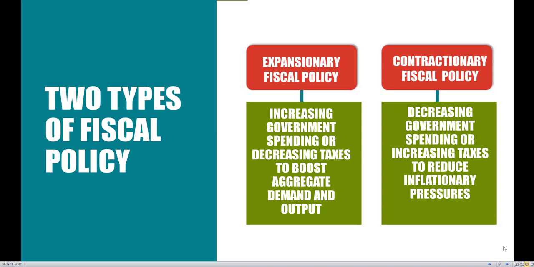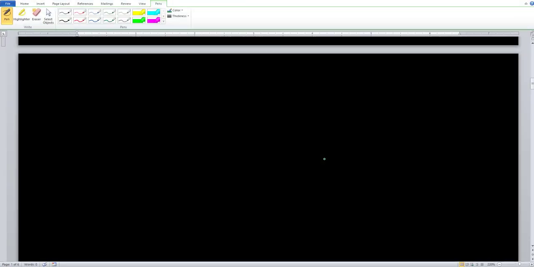Let's take a look at the two types of fiscal policy that the government can pursue in order to influence the economy. They can be expansionary in nature, or they can be contractionary in nature. And under each one of these types of fiscal policies, there are going to be three different tools that the government has at its disposal in order to influence the business cycle. So let's go ahead and break down each one of these piece by piece.